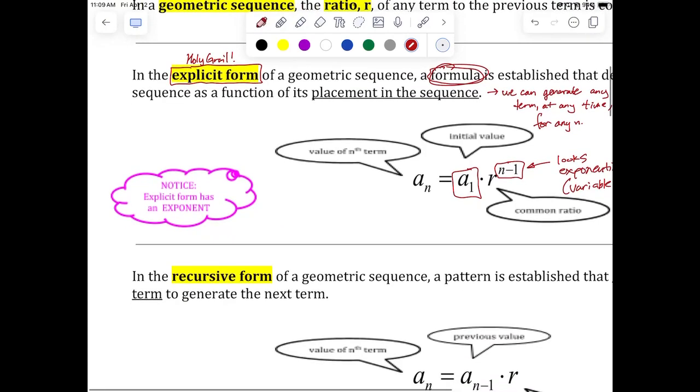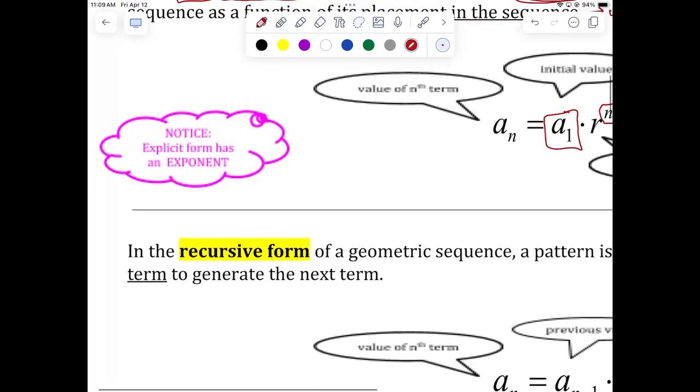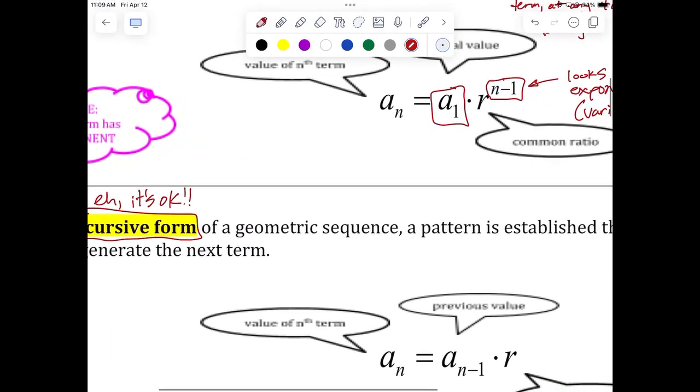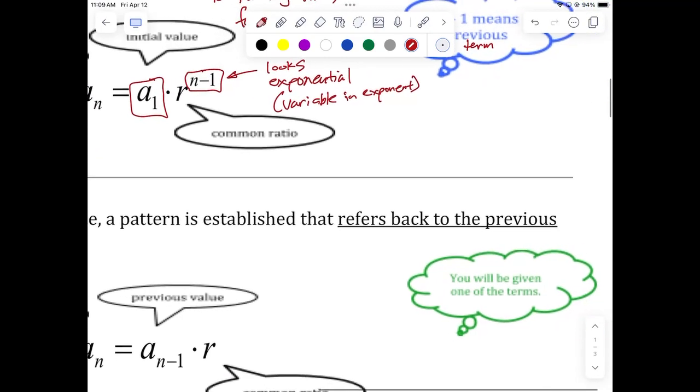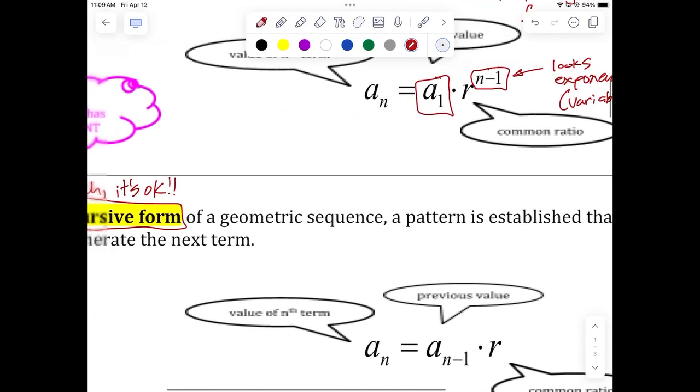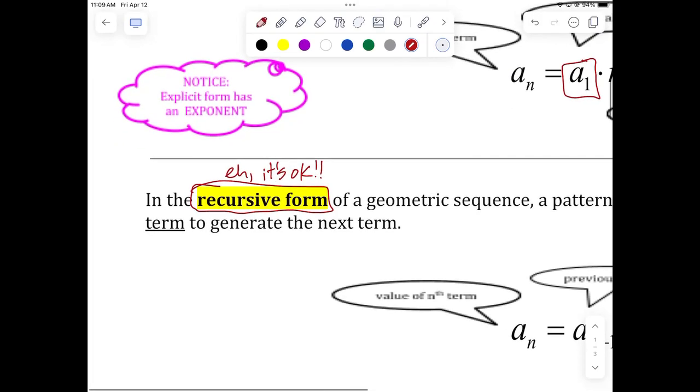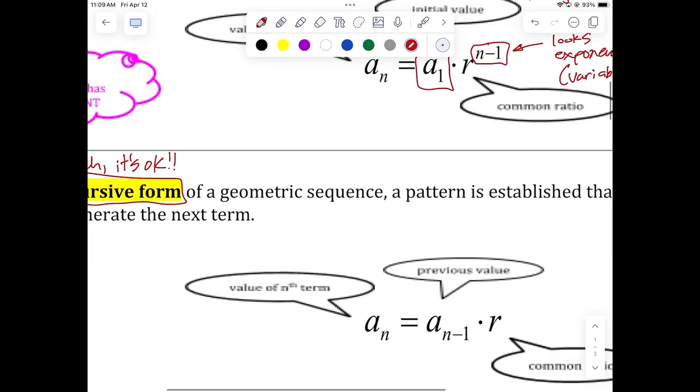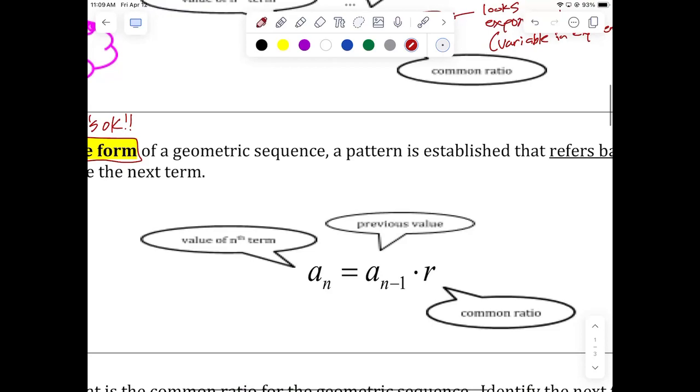Now the other form I've already mentioned. The recursive form is okay. It's better than nothing. It's a geometric sequence that establishes a pattern that refers back to the previous one. You need to know the previous one to generate the next one. Here's what it looks like.